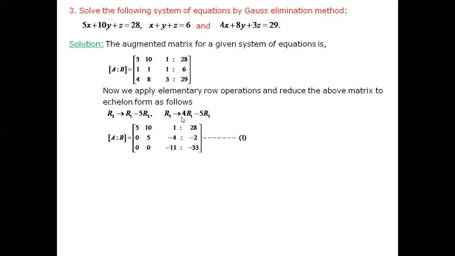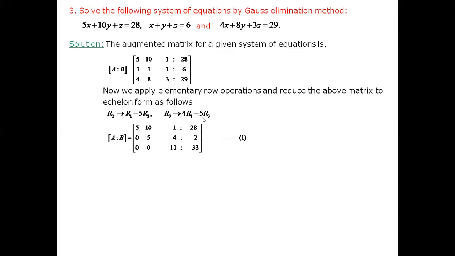And for the third row, if you use this transformation, 4 fives are 20, 20, so it becomes 0. And coming to the next element, see this, 4 into 10 is 40, minus this term, 8 into 5, again 40. 40 minus 40 is also 0. And here the next element, 4 into 1, 4, minus 5 into 3, 15. It is 4 minus 15, you get minus 11. And the last element, 4 into 28, minus 29 into 5 gives minus 33.